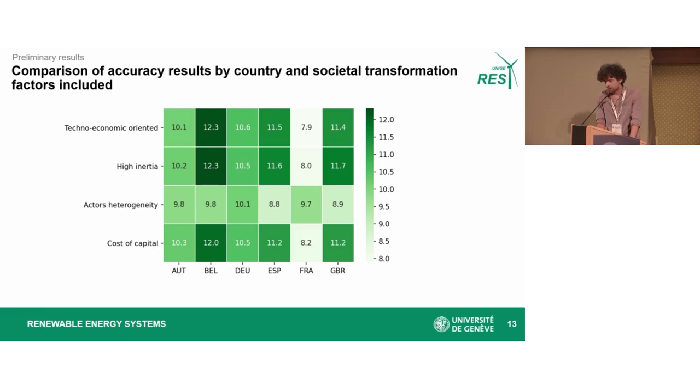Then we do the same thing, testing different model structures, for 6 European countries. For this heat map, you can see on the x-axis the countries we studied so far, and on the y-axis the different versions of model structures analyzed. What we can see first is that representing higher inertia dynamics tends to increase deviation in terms of capacity installed for all countries. The actors' heterogeneity integration improves the hindcasting performance for most of the countries except France, to a large extent for Belgium with a decrease of 3 points, and to a smaller extent for Austria.